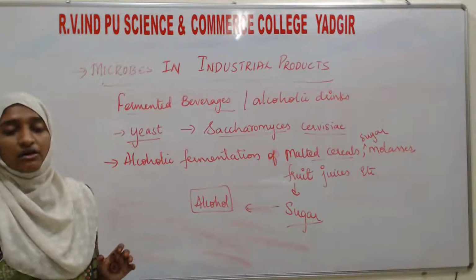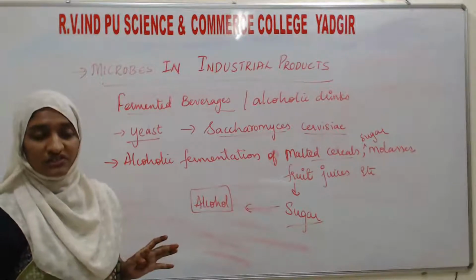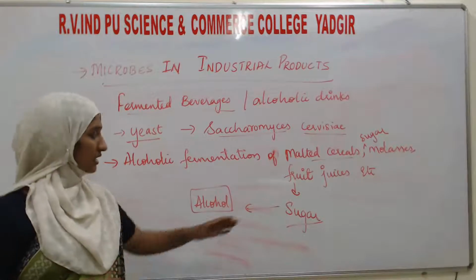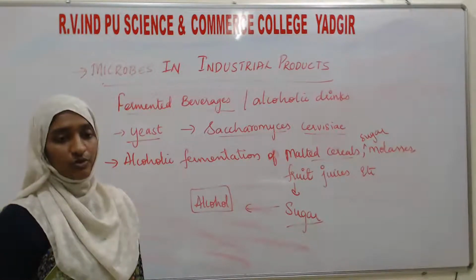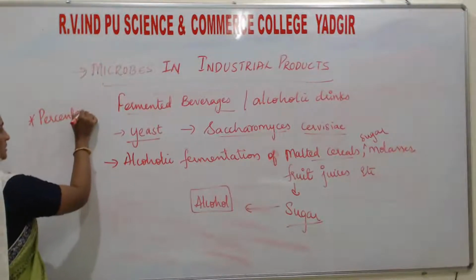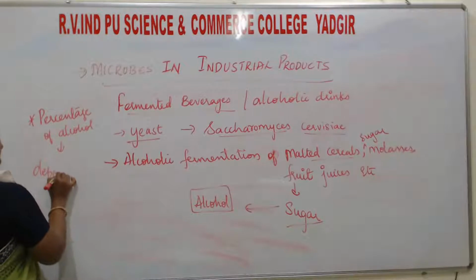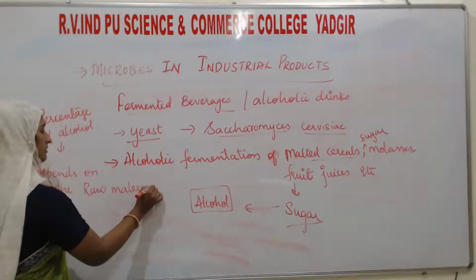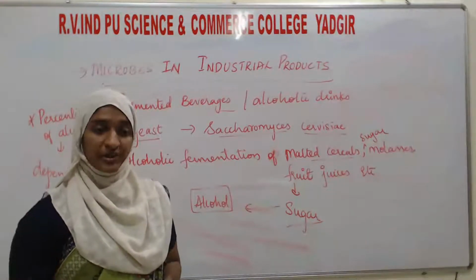Whatever alcoholic beverages are produced, the percentage of alcohol in them will vary. It will not be the same for all alcoholic drinks. It will vary depending on the raw material used. Here I have given some names of raw materials, such as malted cereals, sugar molasses and fruit juices. The percentage of alcohol mainly depends on the raw material used for the production of alcoholic drinks. So let's see what those alcoholic drinks are, what the raw materials are, and how much percentage there will be.